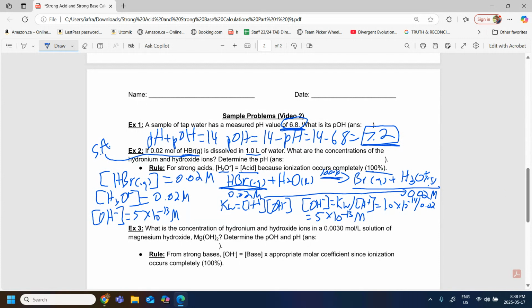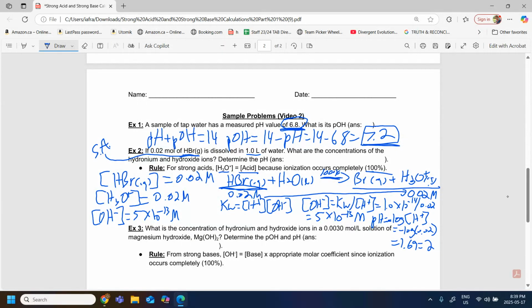Remember that pH is, I'll do the work here and I'll put the final answer to the side. pH is negative log of H plus. So that's going to be equal to negative log of 0.02, which is, so let's do the log of 0.02, and we get about 1.69, or keeping it to 2 sig figs, 2.